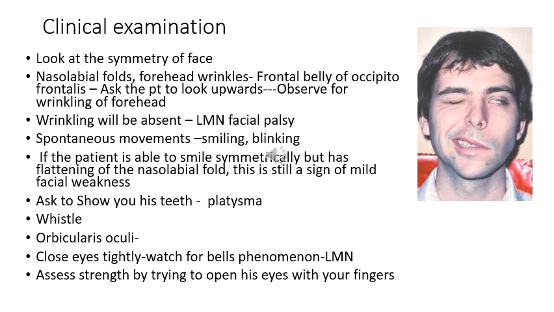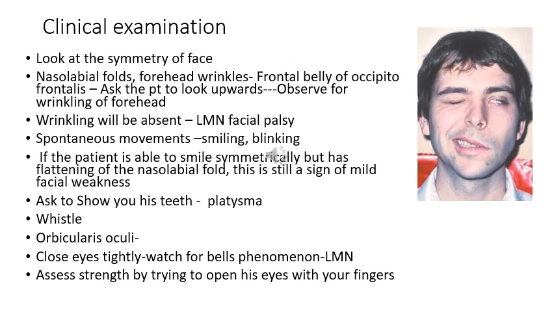Then check for the nasolabial folds, whether they are flattened or not, and also the wrinkles in the forehead. So you ask the patient to look upward and observe for the wrinkling in the forehead. And since the frontal belly of the occipitofrontalis is affected, the wrinkles will be absent, especially in the lower motor neuron facial palsy or Bell's palsy. But the wrinkling might be present in the central facial palsy, as I have told earlier, because there is an ipsilateral connection coming from the same side of the brain.